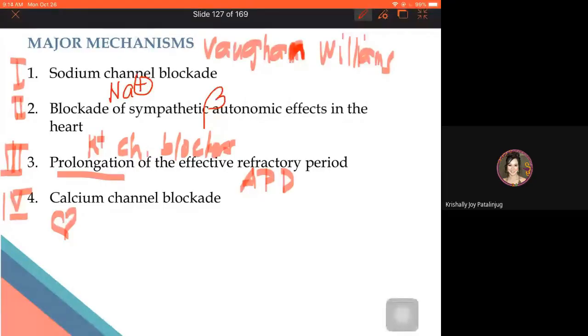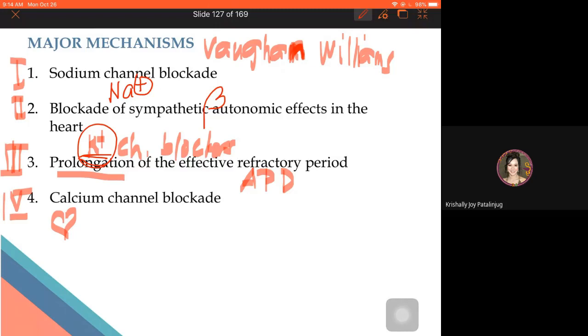For class 3, the ion channel they block is potassium, the potassium ion channel. So the letter K, remember, is the third letter in the Filipino alphabet. The Filipino alphabet is A, ba, ka. So the K there is the third letter in the Filipino alphabet. So that is class 3, potassium channel blockers.